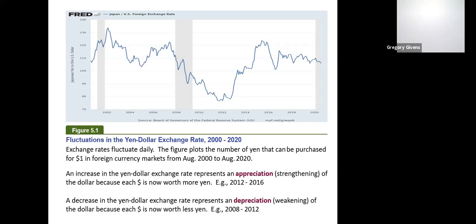Before we go to the next slide, let me ask you guys really quick. What parties would benefit from an appreciation of the dollar? When the dollar is strengthening, who benefits from that? Michael?